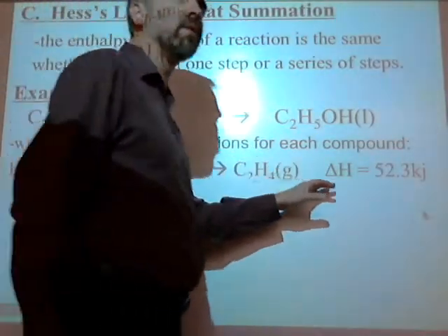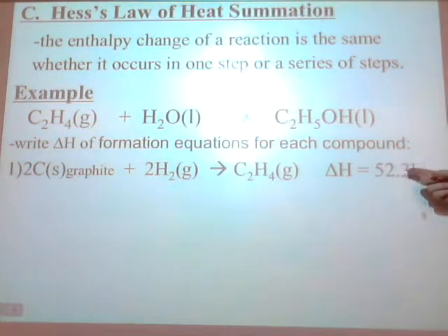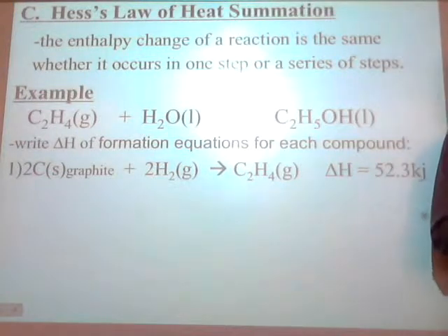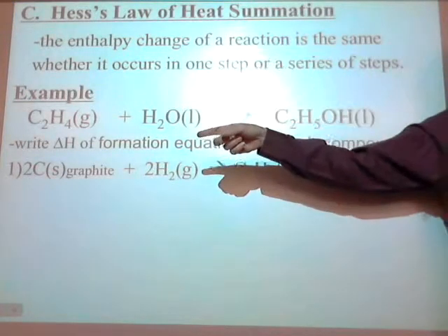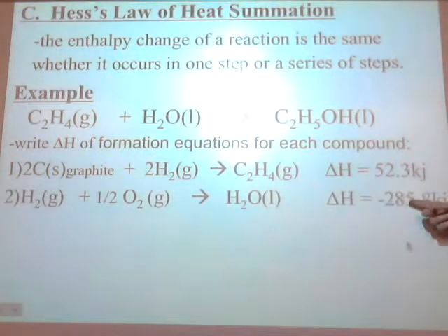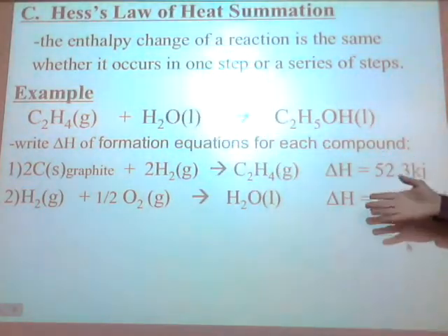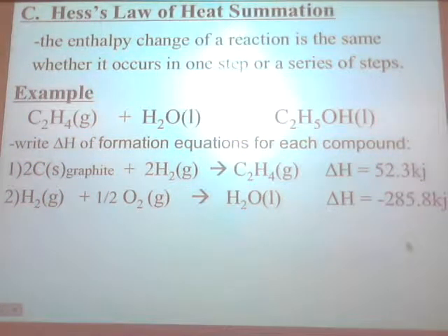Now notice I didn't add them into the equation, but the fact is the delta H in the back of the book is a positive 52.3, which means if I were to put him into this equation, he'd be on the left side, right? He's absorbing that much energy. The next guy has a negative 285 associated with him. When you make water from its standard state elements, it gives off 285 kilojoules per mole. And finally, C2H5OH from its standard state elements would look like that.